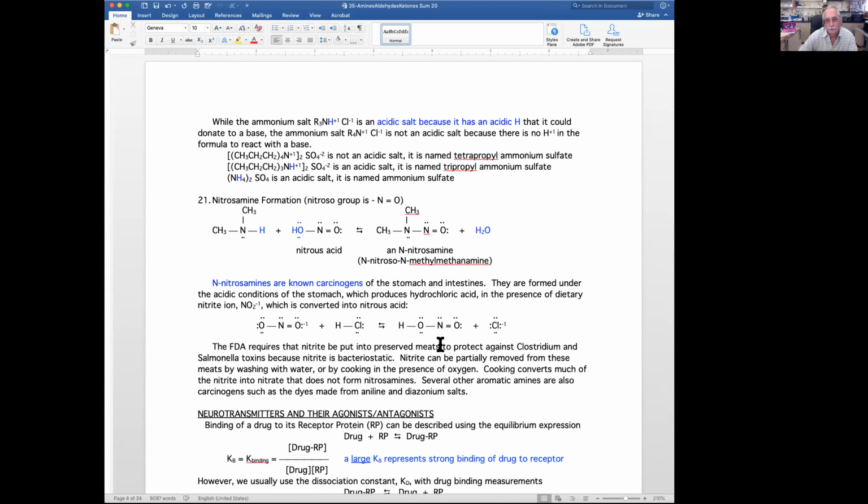And then here's also something a little bit interesting. If you look at this salt right here, that salt has no nitrogen, has no hydrogen anywhere. So we say that that is not an acidic salt. But if you look at this one right here, that is an acidic salt. That hydrogen right there in blue could potentially act as an acid. Same thing over here. Okay.